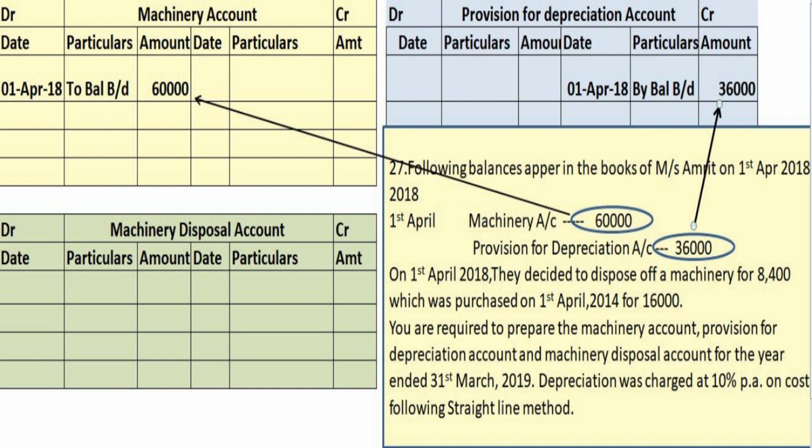On the debit side of the machinery account, the date is 1st April 2018. In particulars column, we write to balance brought down and the amount is 60,000. On the credit side of the provision for depreciation account, date is 1st April 2018. In particulars column, we write by balance brought down and the amount is 36,000.